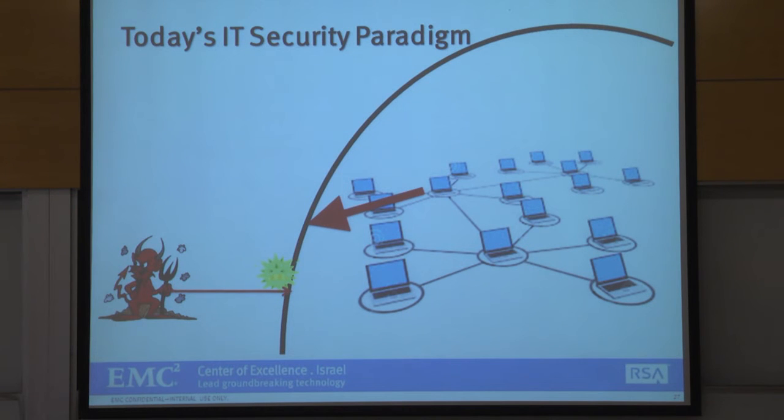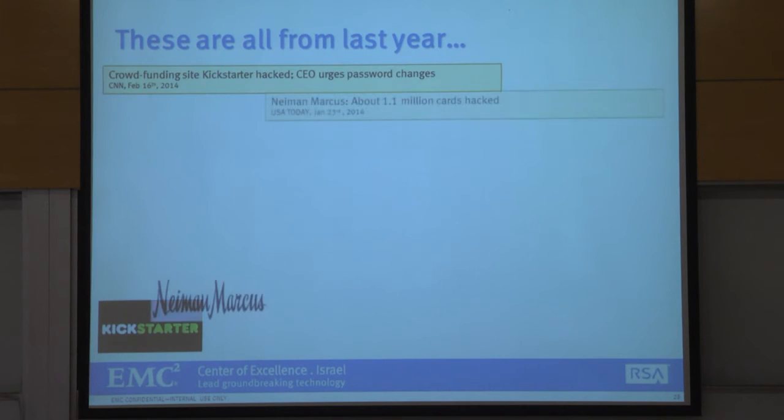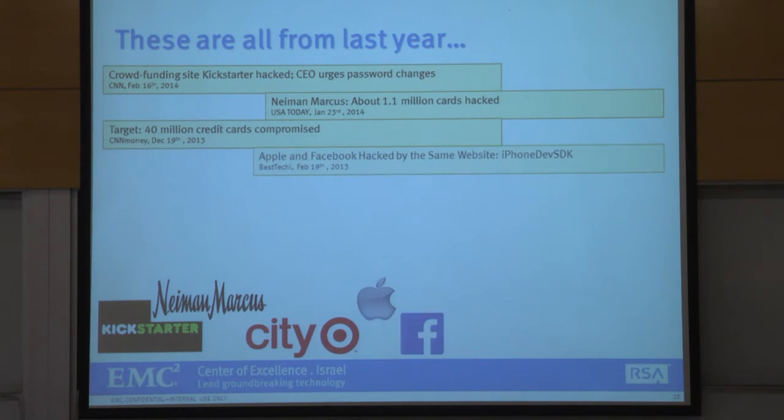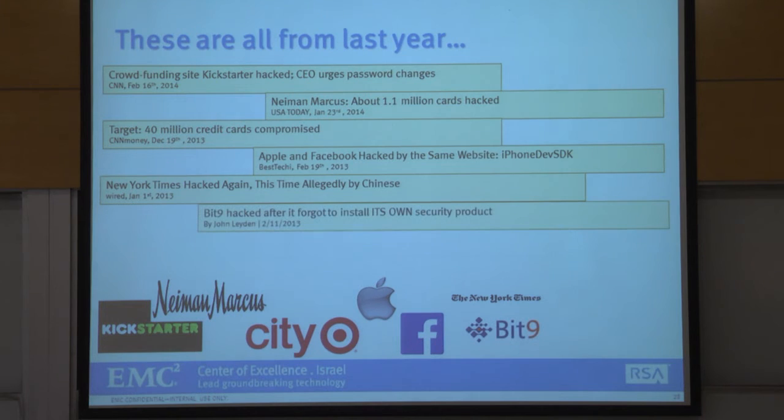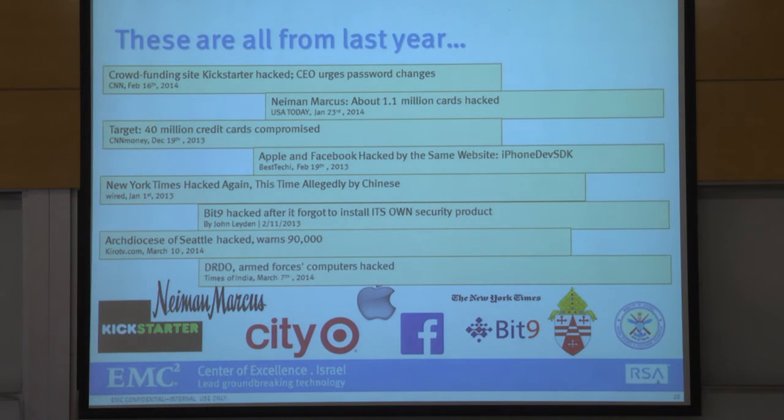And there's only one small problem with this paradigm, and that is that it doesn't really work. So these are all from last year. A lot of big companies that were hacked. And these are not companies of 30 employees that don't care about security because they're under the radar and nobody will try to attack them. Everybody tried to attack Facebook and Apple, and they have the best of breed systems, and still they got hacked.